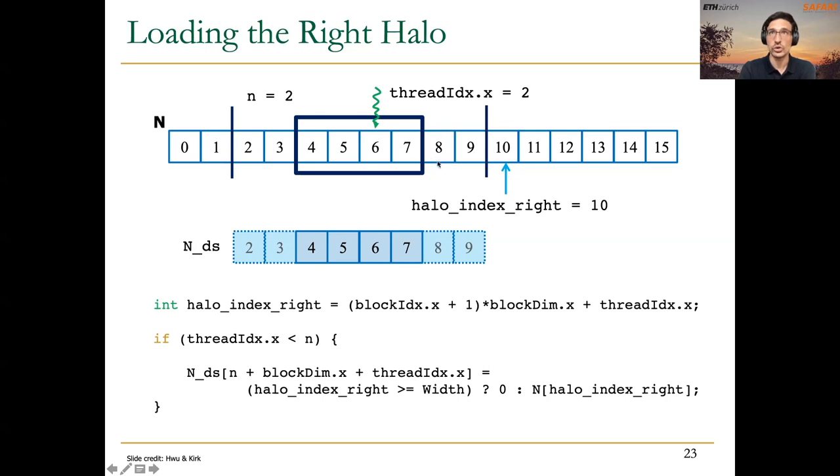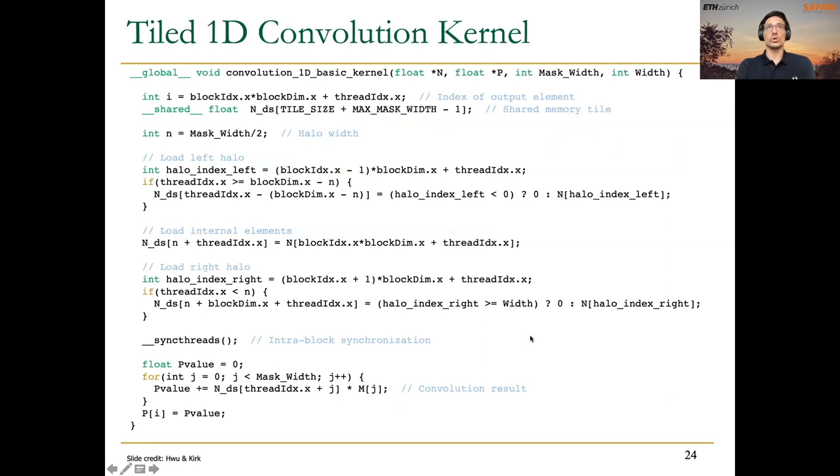So thread zero has to fetch element eight from global memory and store it here in shared memory. And this is the complete code where you can identify the different parts that we have discussed in the three previous slides. Here we have the index of the output element that is assigned to each thread running on the GPU. Here we declare the shared memory tile, the size of the tile taking into account the left and the right halo. This is the halo width. First of all, we load the left halo as we have described, then we load the internal elements, then we load the right halo as we described in the previous slide.